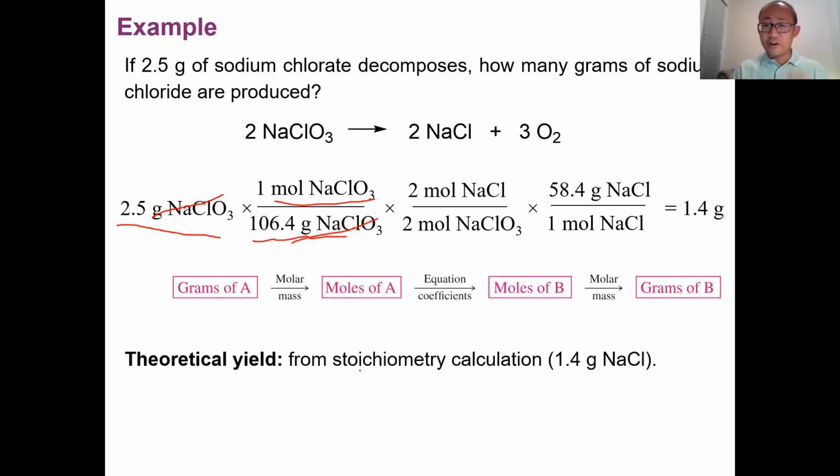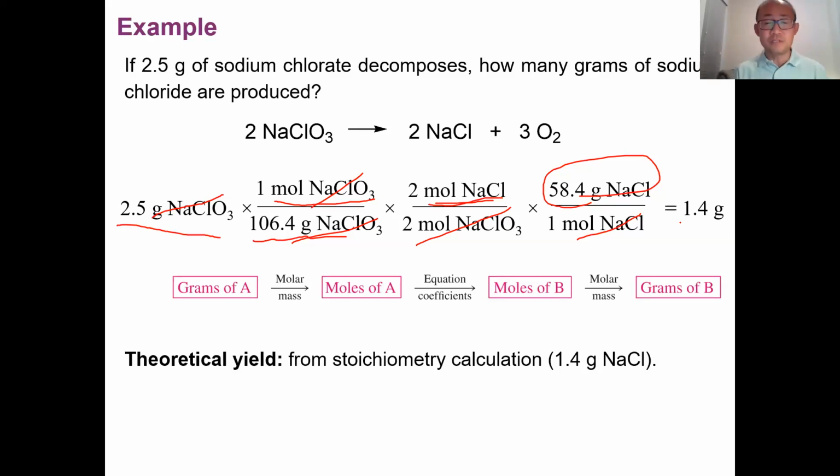Now, after I get moles, I can relate the moles of sodium chlorate to the moles of sodium chloride, 2 mole and 2 mole, because they're related by the coefficients. Again, the given unit is always at the bottom, so we can cancel. And then after I get the moles of sodium chloride, they need mass. So I need to convert the moles of sodium chloride to the grams of sodium chloride using the molar mass of sodium chloride, right? 58.4.